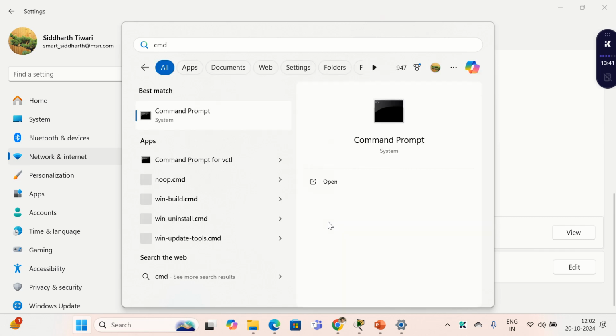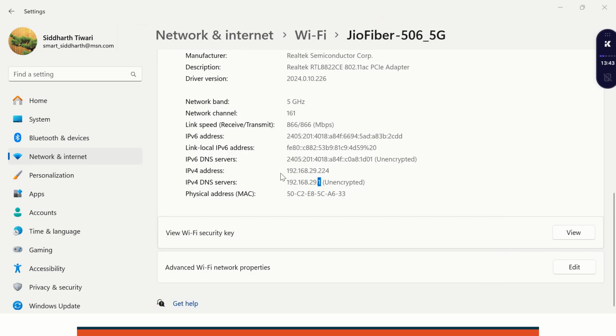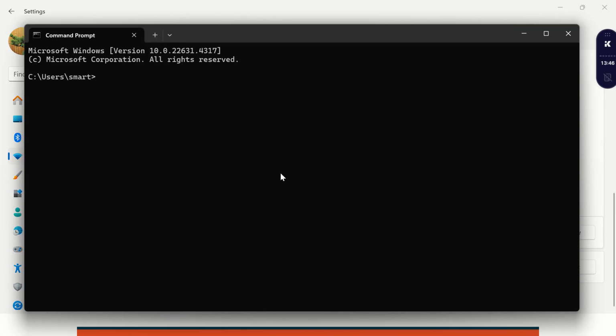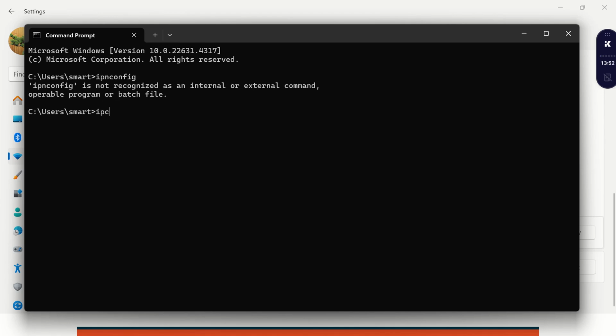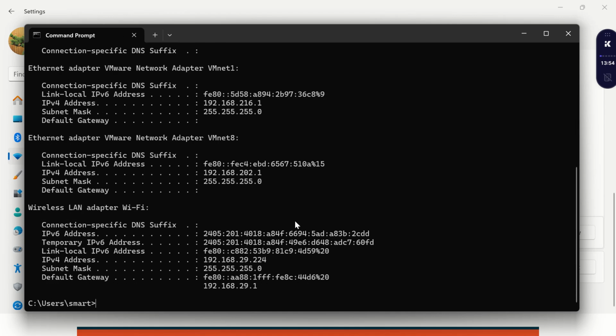I say cmd, go to command prompt and say ipconfig, and you can see. So these are IPv6 addresses. IPv4, this is the address of this PC. And this subnet mask tells me which class it is actually.